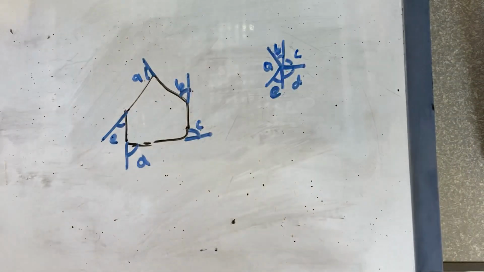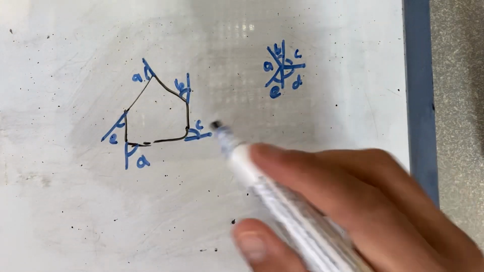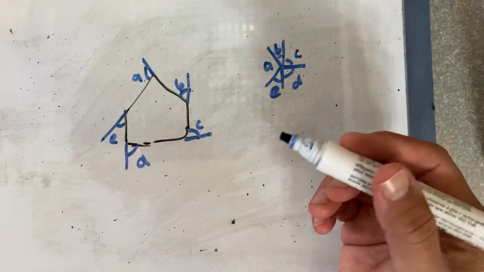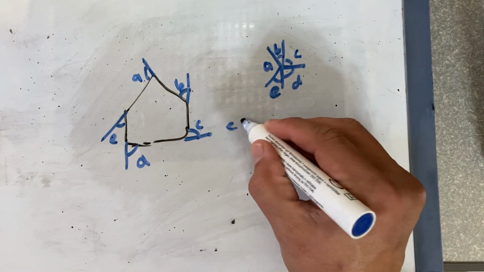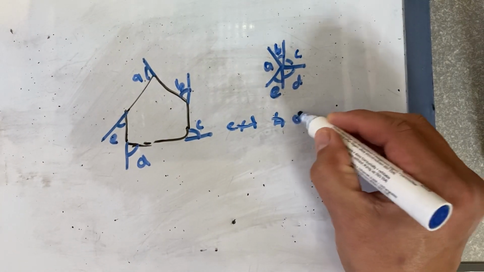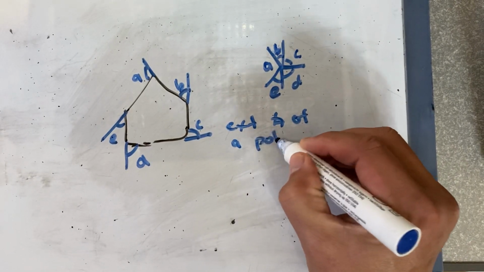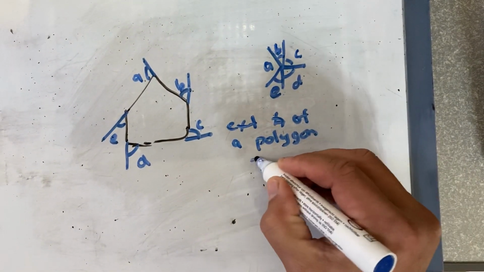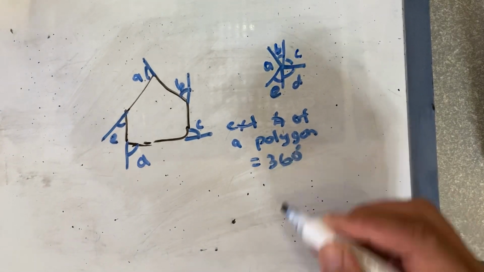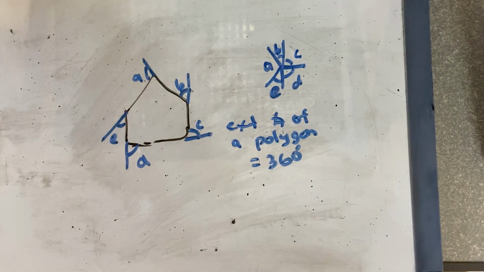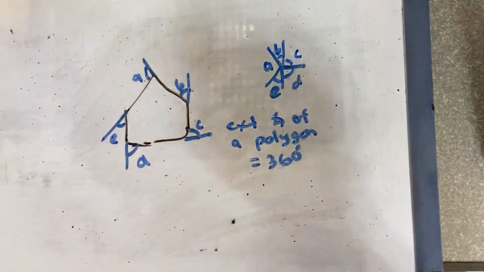If you combine all the exterior angles, you can see that they actually make up the angles at a point, so all the angles add up to 360. So the theorem is: the exterior angles of a polygon, no matter how many sides you have, are always going to add up to 360 degrees. Okay, so just look at one example.